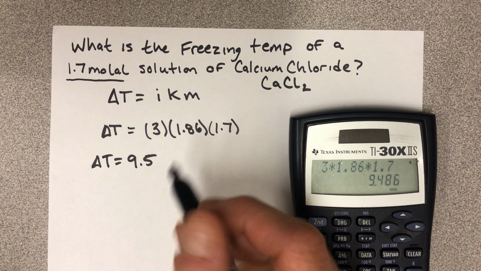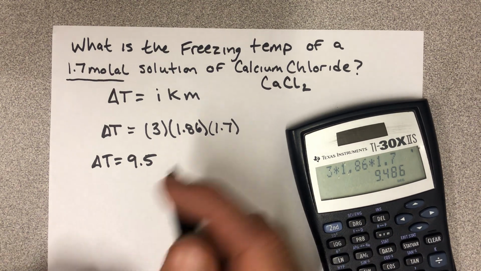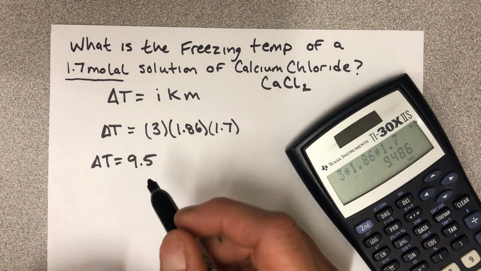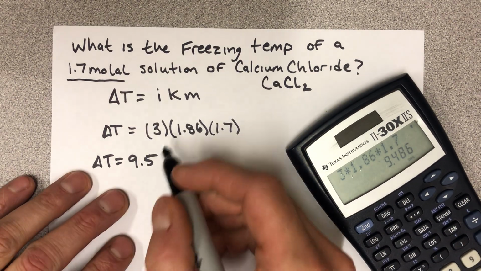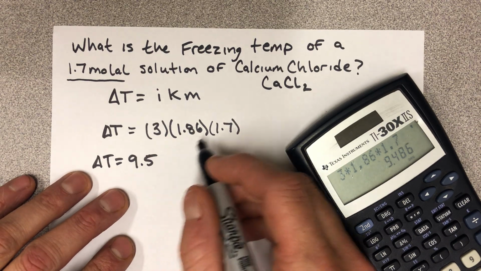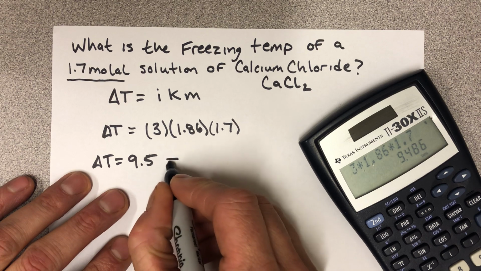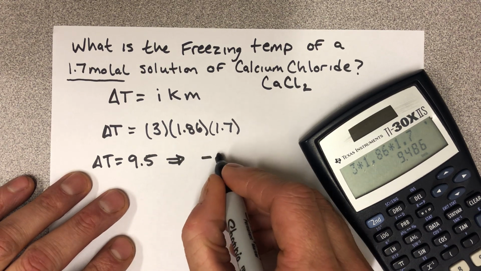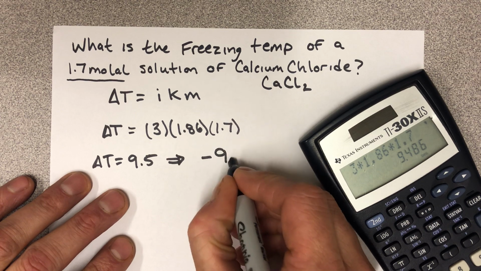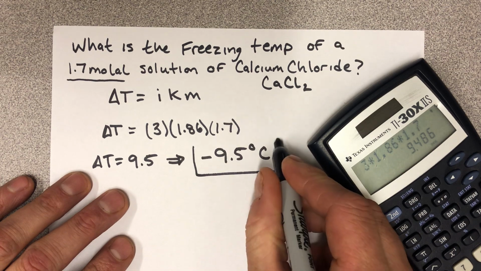Now the common mistake is just to circle this as your final answer and just be done with it. But remember that delta T is the change in temperature below 0. So it's how far away from 0 it's going to be. And so because we're depressing the freezing point, we're bringing it 9.5 degrees below 0. So our final answer here is actually negative 9.5 degrees Celsius. All right.